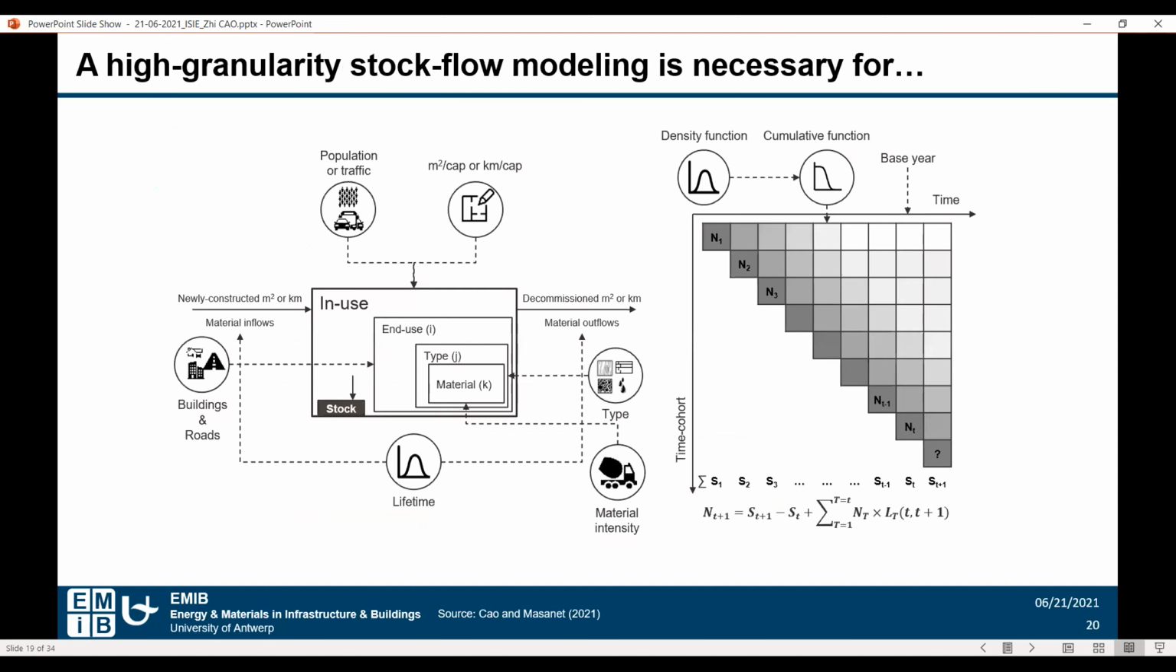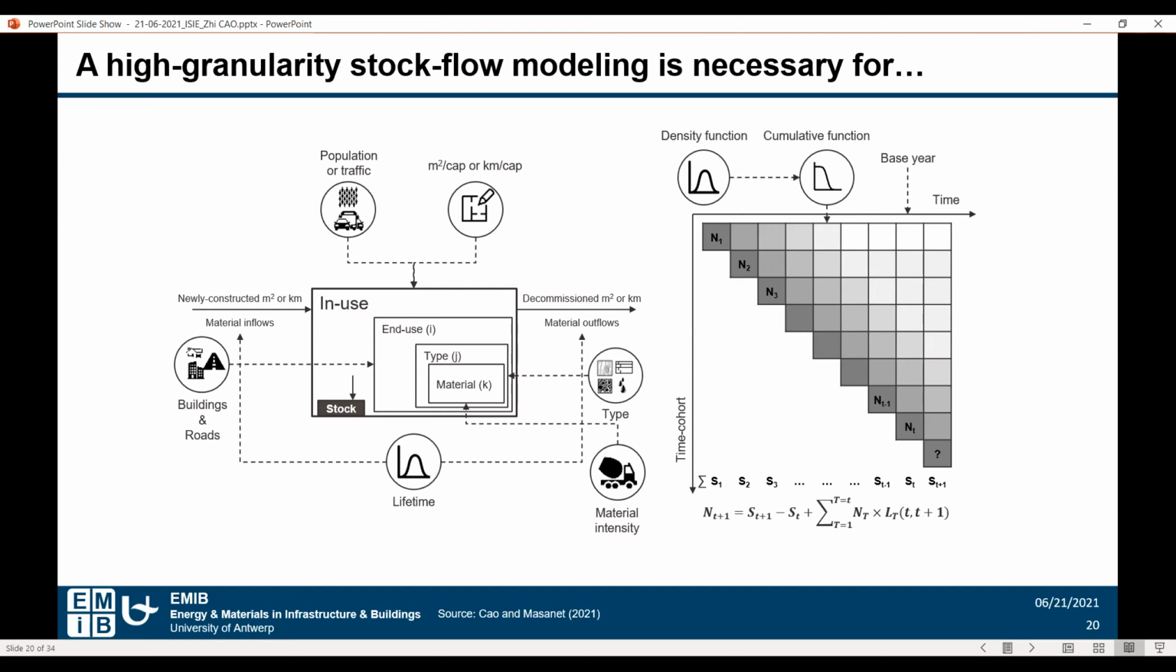And due to the longevity of buildings and roads, cement and concrete will stay for decades in building stocks and road stocks. And a number of our levers have far-reaching impacts over time. So we developed a stock flow model to physically keep track of the temporal dynamics of material demand and end-of-life material availability. And this allows us to capture all the nuances entailed by those decarbonization levers. On top of that, our stock flow model is able to distinguish different types of buildings and roads.